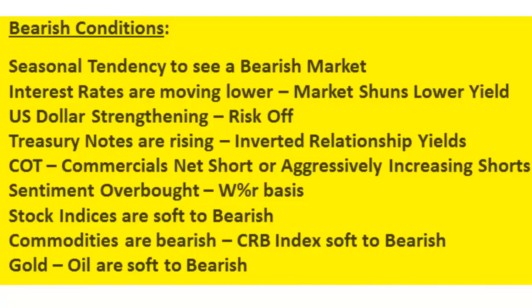Sentiment should be overbought, and again, it's based on a Williams percent R basis on a daily chart, and we'll talk more about that when we start going into the actual analysis. And obviously the stock indices should be soft or to bearish on the daily chart, so your NASDAQ, Dow, and S&P indices should be topping in here and or trading at key resistance levels respectively.